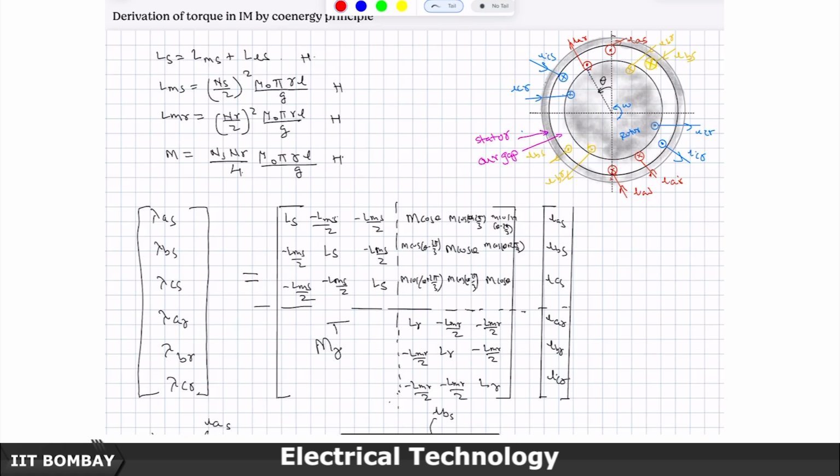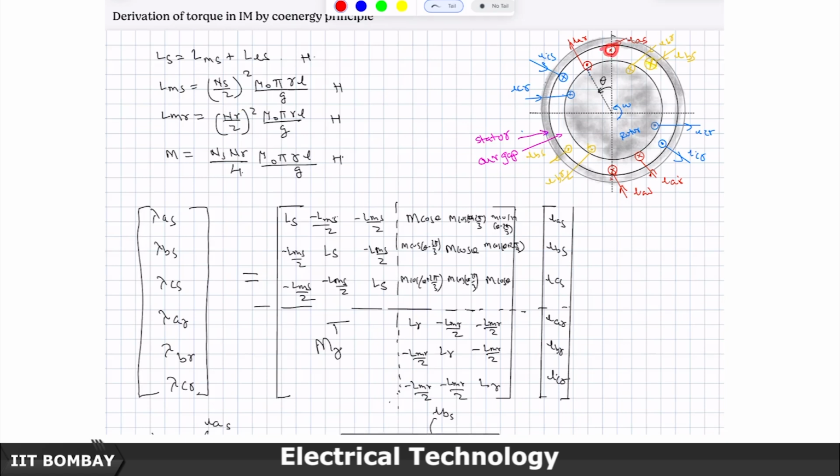So, the geometry is described here. The stator has per phase Ns number of turns. It is not Ns by 2 number of turns, it is Ns number of turns, and you know they are distributed, though shown here as a very compact kind of winding. The rotor has Nr number of turns per phase.